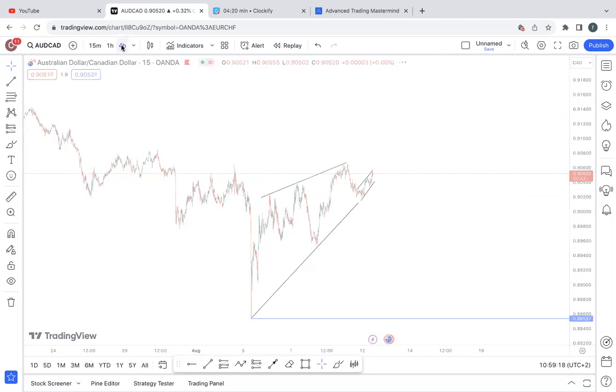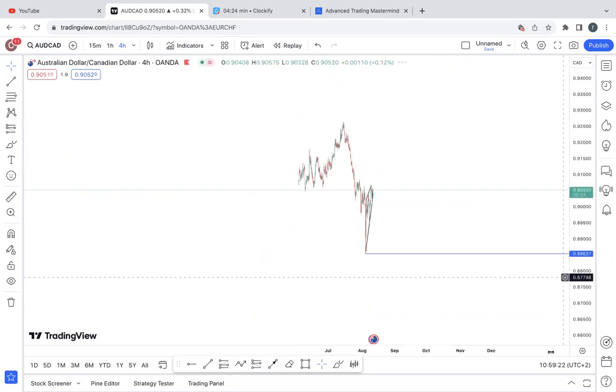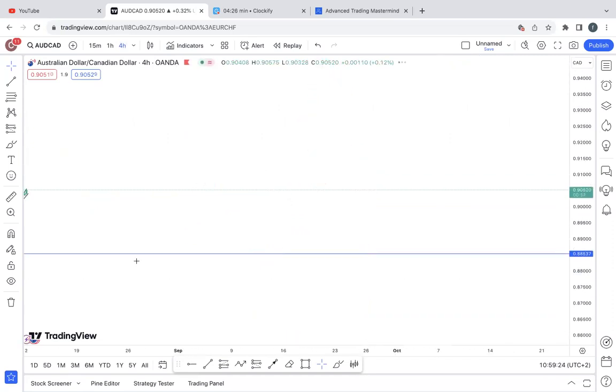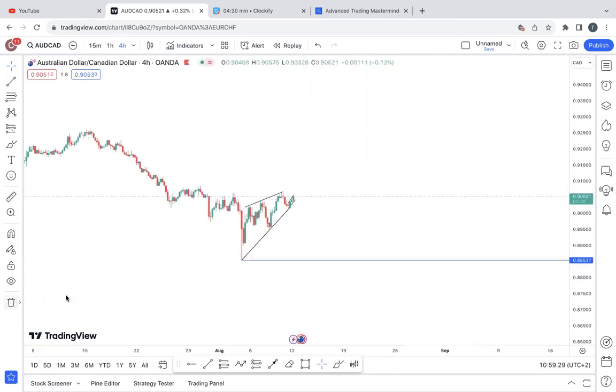So, the first pair that I'll be analyzing is the Australian dollar over the Canadian dollar. This one, on the higher time frame, this is how price is looking. So, let me erase everything and let us analyze together.